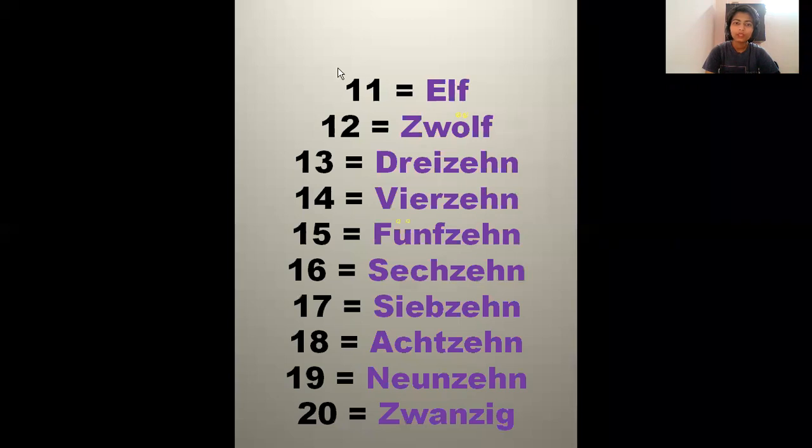Now moving ahead, 11 is said as elf. Elf. 12 is called zwölf. Over O we have umlaut. Zwölf. The Z is having S sound. So we say zwölf. Zwölf. Now from 13 to 19, we have a definite pattern.